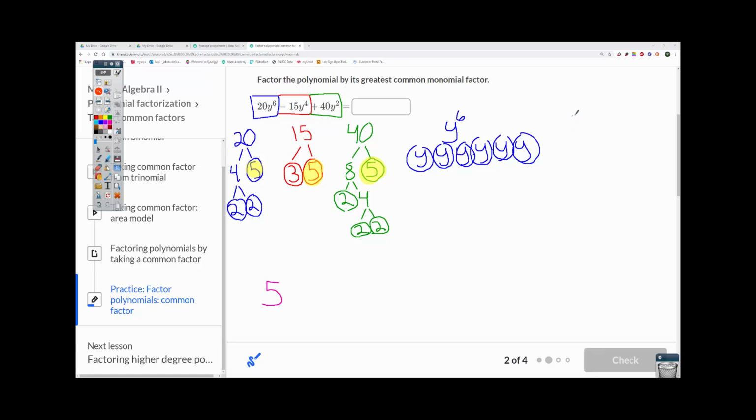Okay, y to the power of 4. Y to the power of 4 would give us y times y times y times y. Circle them. And all we did was, instead of writing it using exponential notation, we wrote it in expanded notation. Okay, and last but not least, we have y to the power of 2.